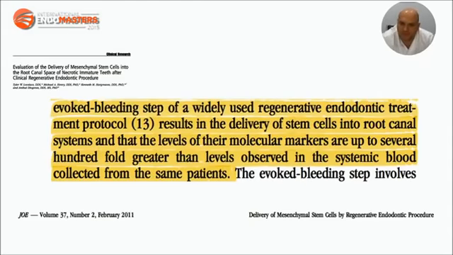This is exactly what Lovelace and colleagues demonstrated in their paper. They demonstrated that the evoked bleeding step of revascularization protocols results in the delivery of stem cells into the root canal system, and that the levels of their molecular markers were several hundred-fold greater than the levels observed in systemic blood. The data presented in this paper verified not only the delivery of stem cell markers into the canal space, but also that these cells originate from local adjacent tissue and not from the systemic circulation.